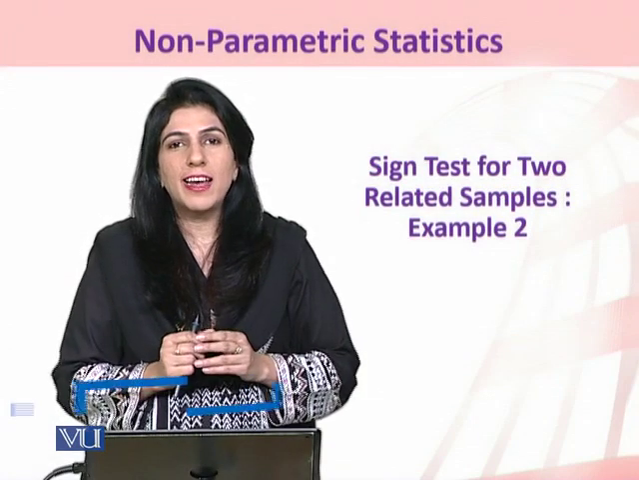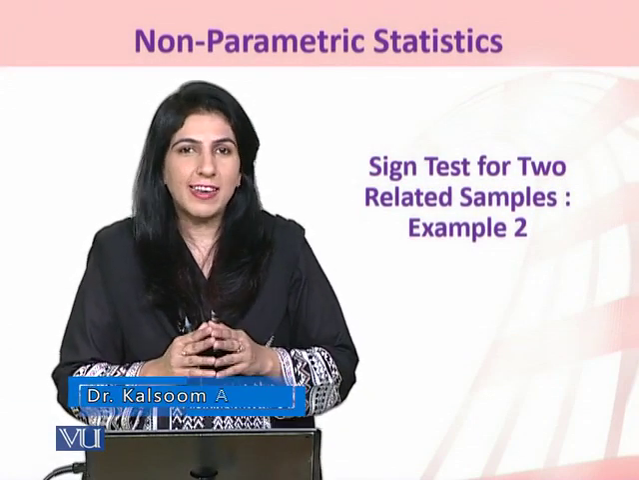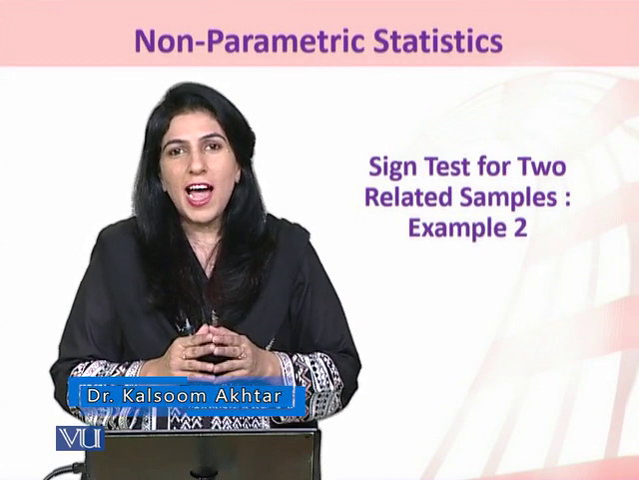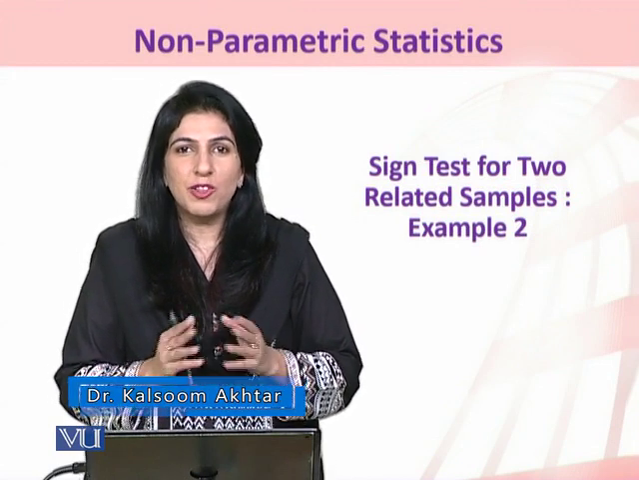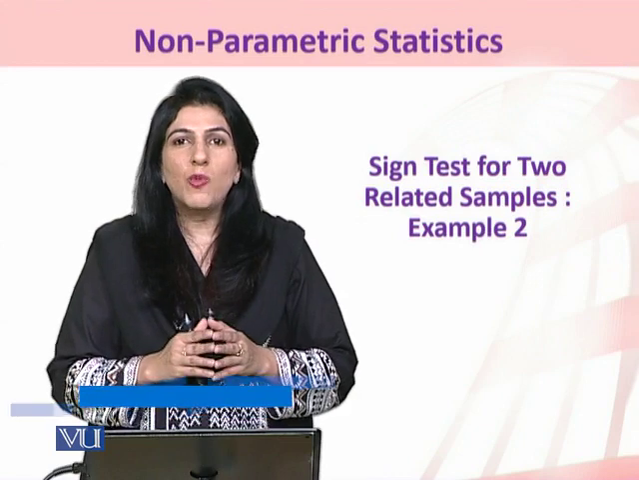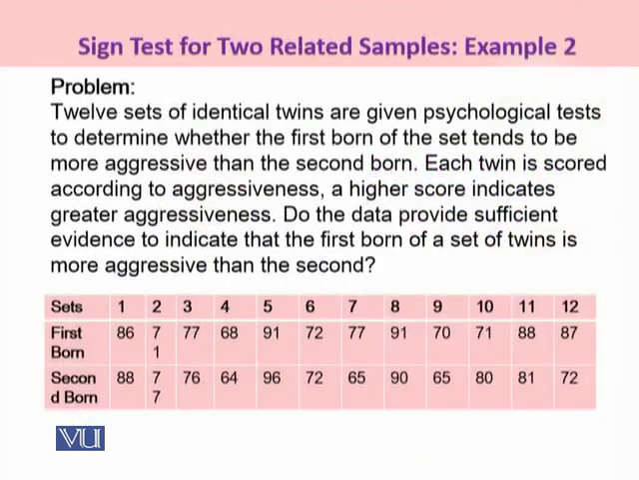In order to understand the application of the sign test for matching pairs, I will share another example with you under the one-tail test. Students, the problem I'm going to quote here is about identical twins. 12 sets of identical twins are given psychological tests to determine whether the firstborn of the set tends to be more aggressive than the second born.